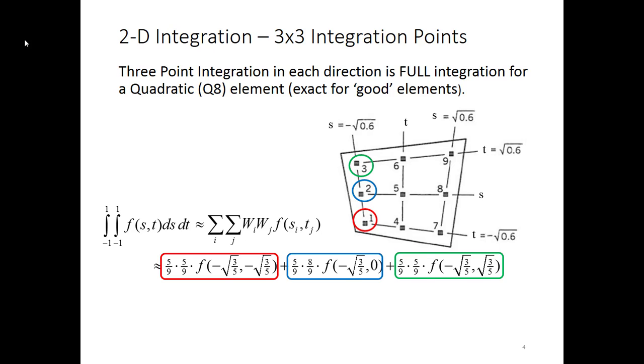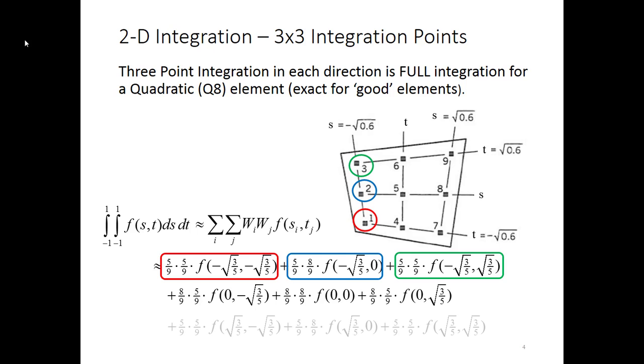Again, we're back down to 5/9, 5/9, and we're doing it at negative square root of 0.6 in the s direction and positive square root of 0.6 in the t direction. Then we have 3 more terms corresponding to the middle row there, where s is equal to 0 at each term, and then finally for the row on the right, where s is equal to the square root of 3/5, or the square root of 0.6 at each of those. So we get a total of 9 individual integration points for this 3×3 integration.